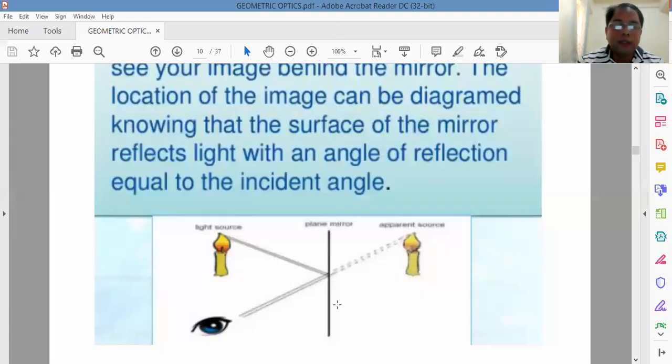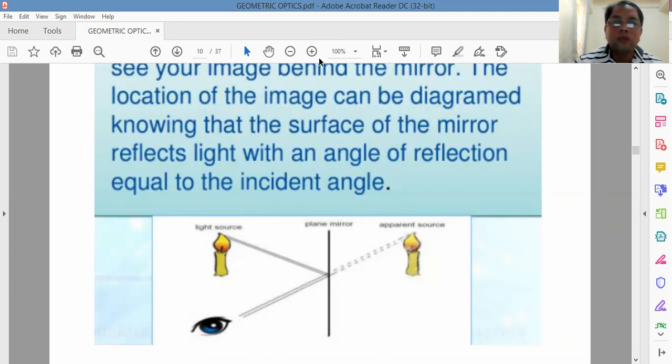So we have here a candle that is seen by the eye. You perceive it because there's a light that comes from the candle and strikes the surface of the mirror. Once it bounces, the light that bounces on the mirror is now a reflected ray that goes to your eye. And that's the reason why you are seeing the object not directly, but somehow further away, similar in distance to the candle from the plane mirror.